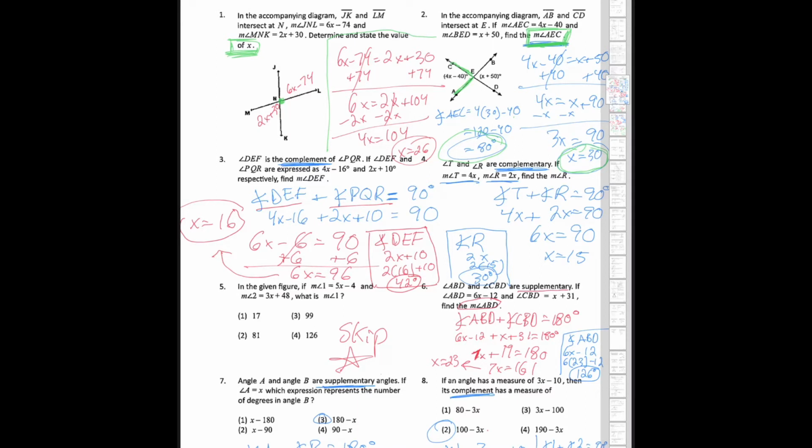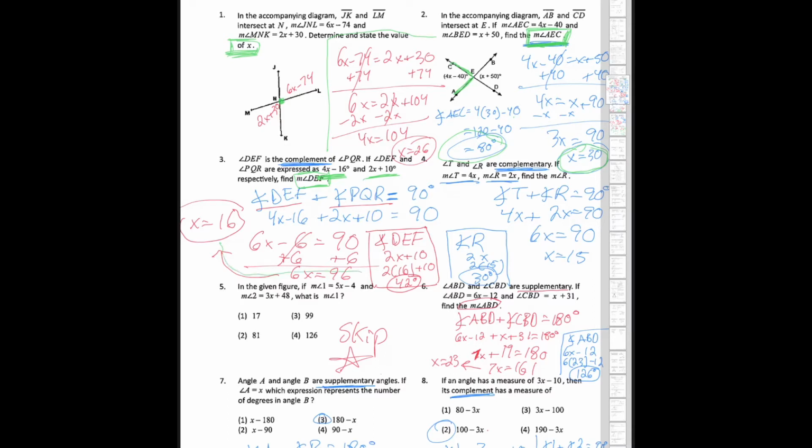For number three, we now have that DEF is the complement of PQR, and then we're given algebraic expressions for these angles. So if they are complements of each other, that means when we add both of them together they equal 90 degrees. So what we do is we add the measurement for one of the angles plus the other angle. So 4x minus 16 plus 2x plus 10. Then when we solve, set equal to 90, we got that x was equal to 16.